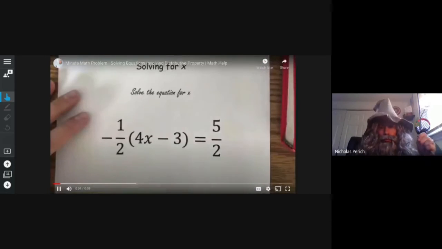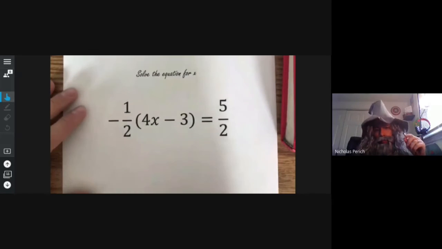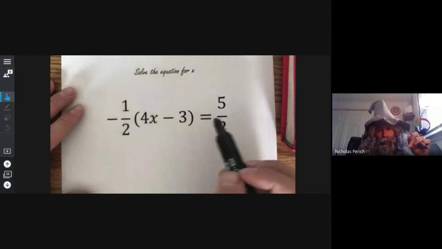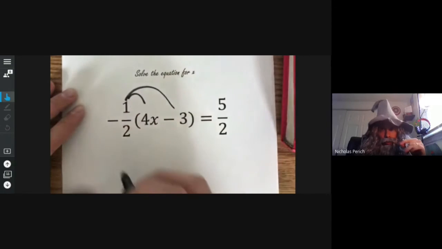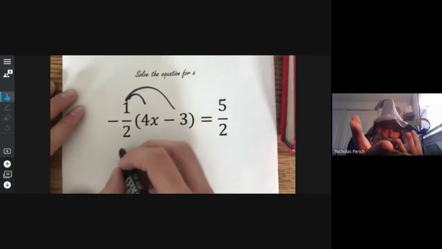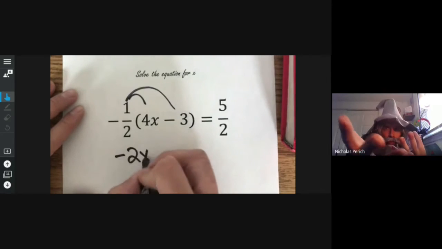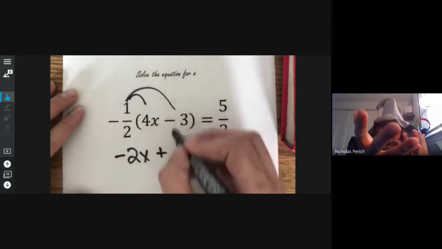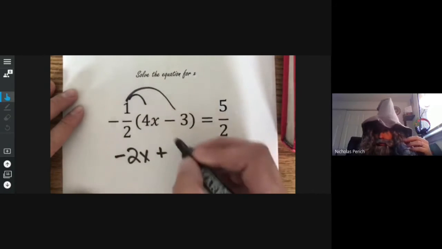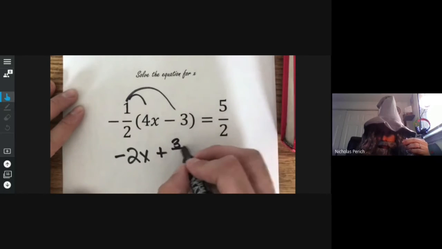All right, looks like we have distributive property going on right here. We have a negative 1/2 times a parentheses equals a fraction. Let's distribute that negative 1/2 to both of these. Negative half of 4x is negative 2x. Negative half of negative 3 is positive. Negative times a negative is a positive. 1/2 of 3 is 3/2.